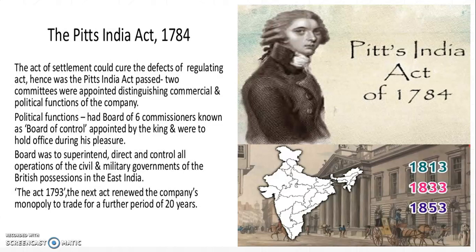Then the Act of 1793, the next act, renewed the company's monopoly of trade for a further period of 20 years. As you can see, in 1813, after 20 years, the laws and policies were changed again. A new government was set up for the new administration. Then again in 1833, and after another 20 years, a new government was set up in 1853.